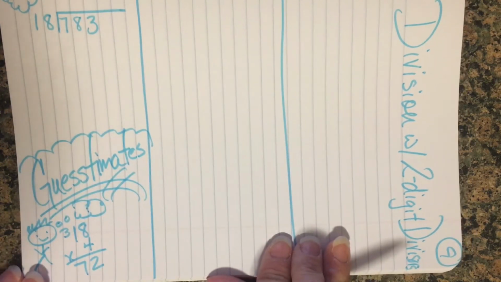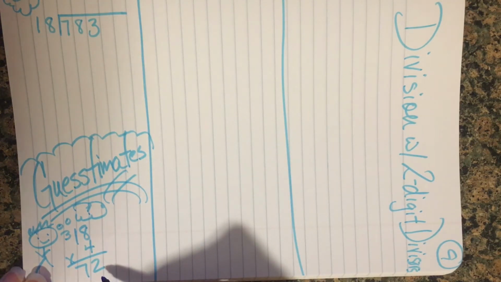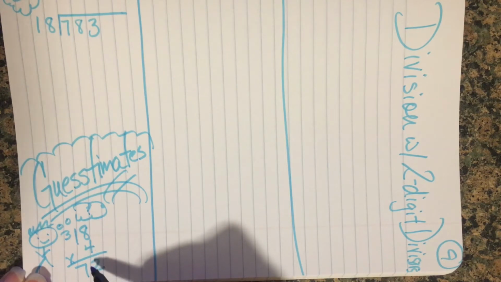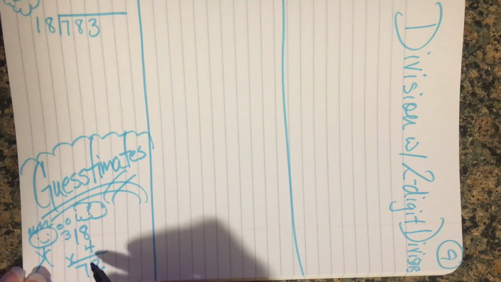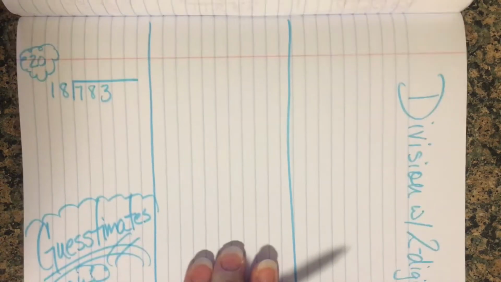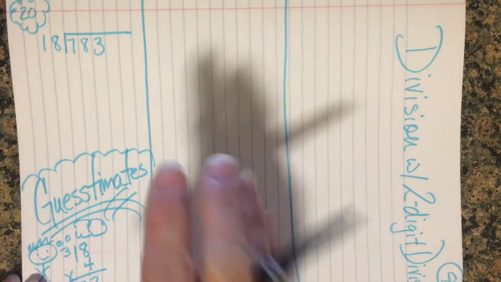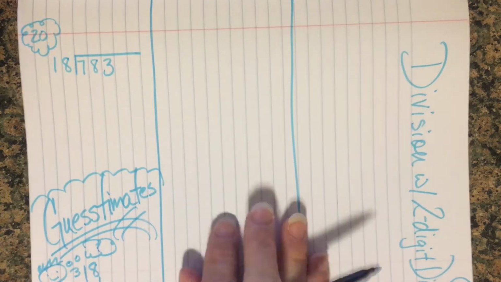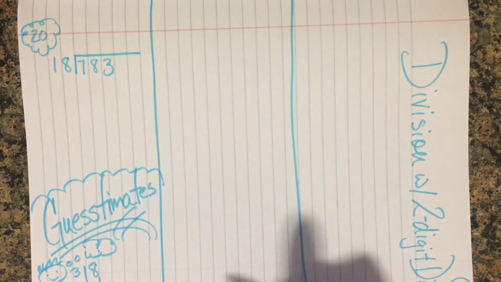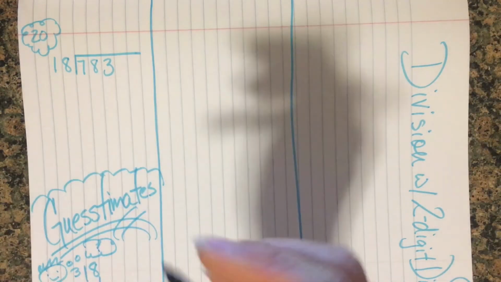A lot of times I have kids scribble out these problems every time they do it. Don't do that. If you did 18 times 3 or 18 times 5, leave it, because it might help you with another part of your problem. So I'm going to leave that 18 times 4 in my guesstimates area. It's basically scratch paper on your page to go with your problem, and you're just organizing it so you can use it for the rest of the problem.